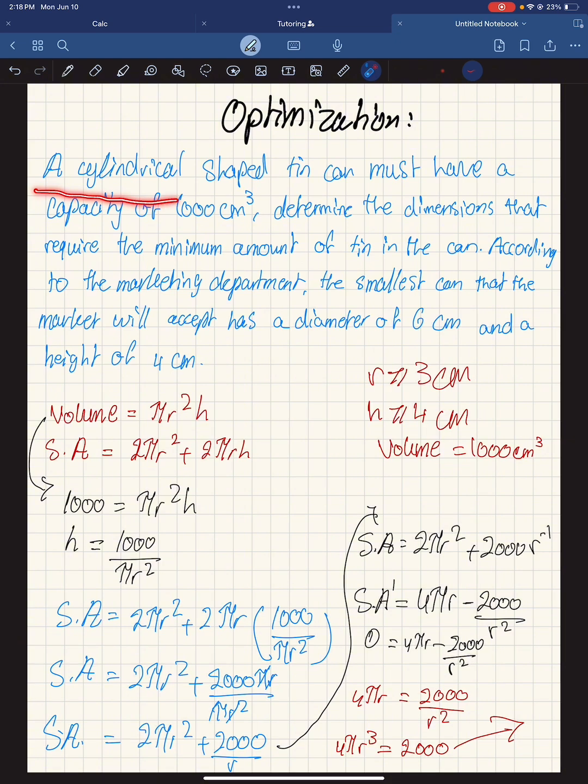It says, a cylindrical shaped tin can must have a capacity of 1,000 centimeters cubed. So we know that our volume is going to be 1,000 centimeters cubed. Determine the dimensions that require the minimum amount of tin in the can. So we're going to find the minimum.